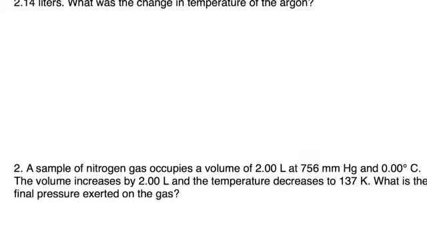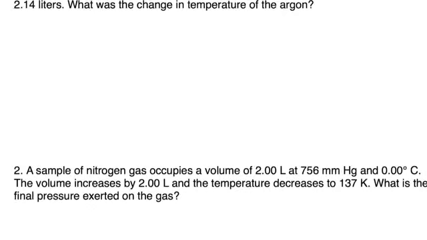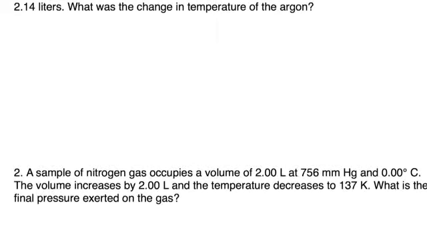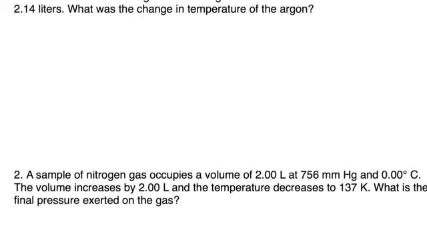A sample of nitrogen gas occupies a volume of 2 liters at 756 millimeters of mercury and 0 degrees Celsius. The volume increases by 2 liters and the temperature decreases to 137 Kelvin. What is the final pressure exerted on the gas?